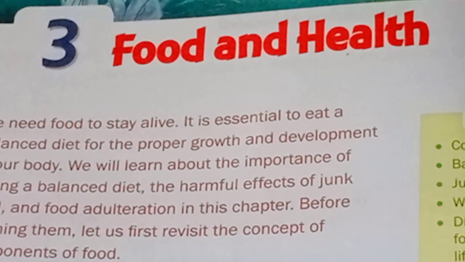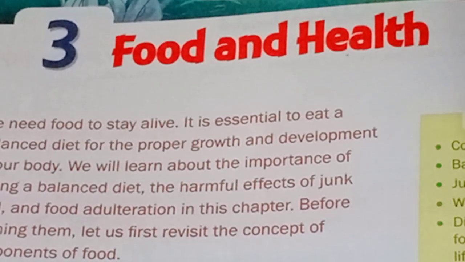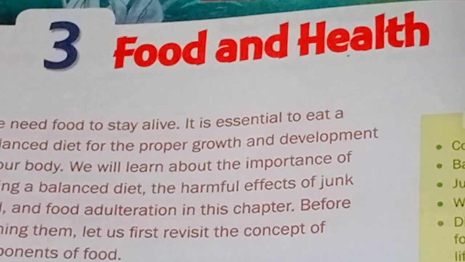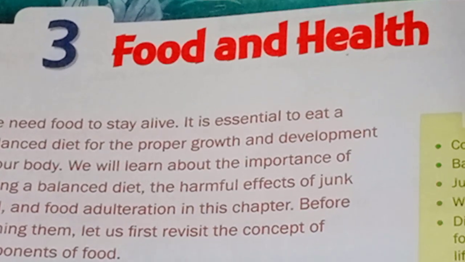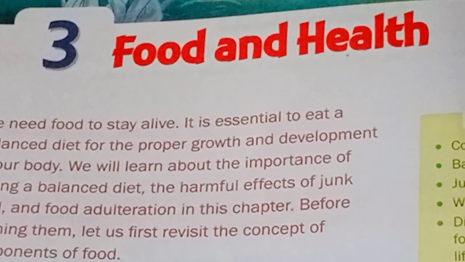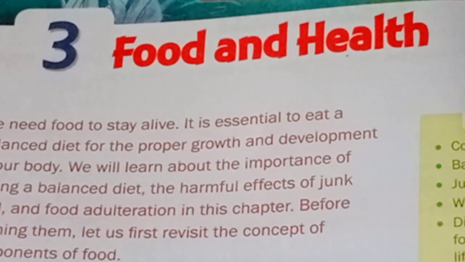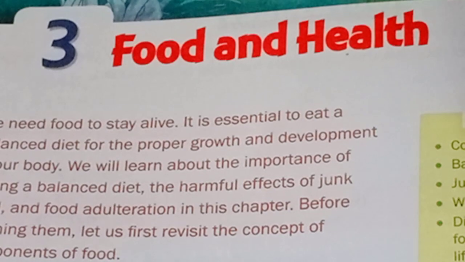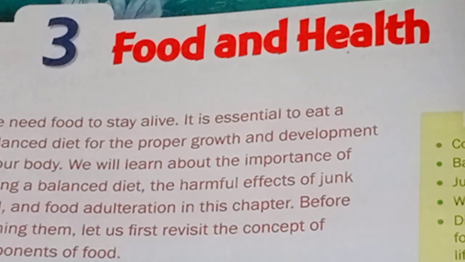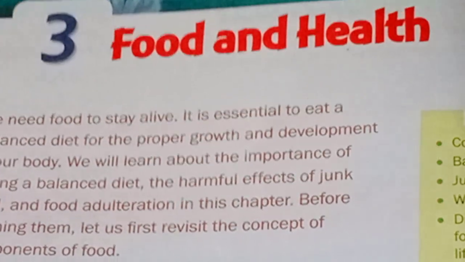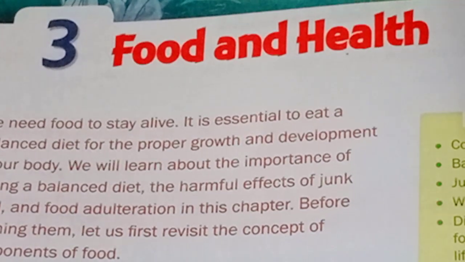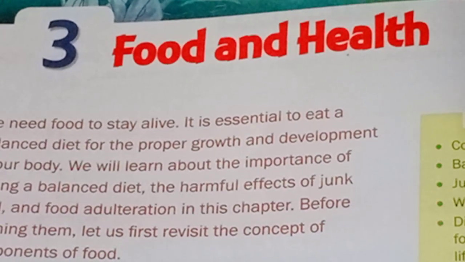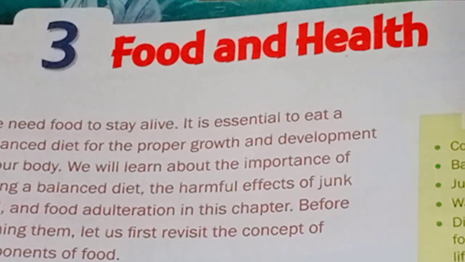Actually, in a food, basically we can get 5 components which are very important for our body: carbohydrates, proteins, fats, minerals and vitamins. So besides those 5 components, we also need roughage and water. So my first components are carbohydrates and fats. Carbohydrates and fats are called energy giving food.